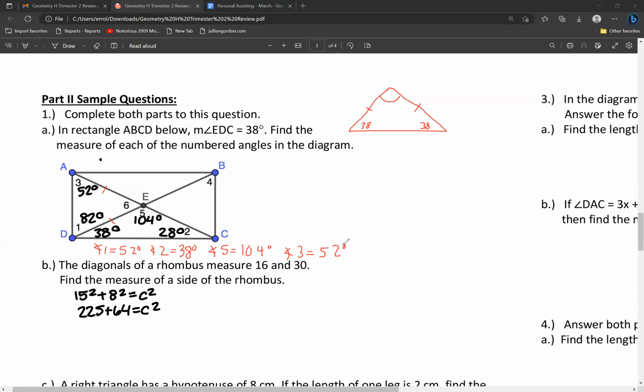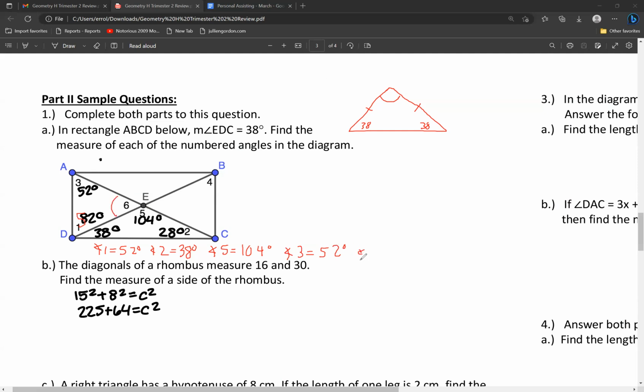And what else? What are we missing now? We got 1, 2, 3, 5. What else do we need? 6 and 4. Okay, so we know 1 and 3, so we know 6 then, right? Yeah. If this is 52, that's 52. How much is this one?